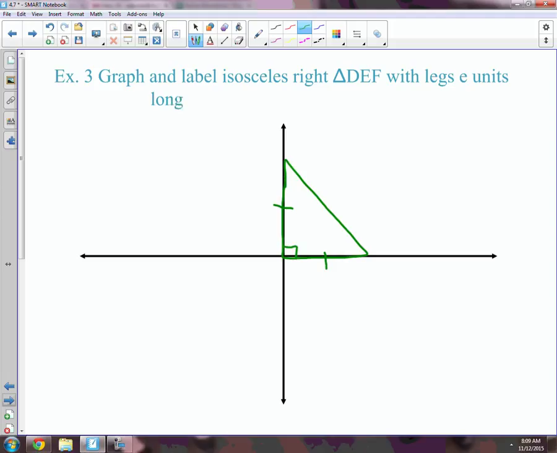Okay, now, I know the three letters are going to be D, E, and F. Does it have any stipulations about where those letters have to go? No. So we have lots of options where we want to put those letters. And then it says the legs are E units long. And since we're with an isosceles triangle, remember that the legs are the two congruent sides. So both of these are E long.